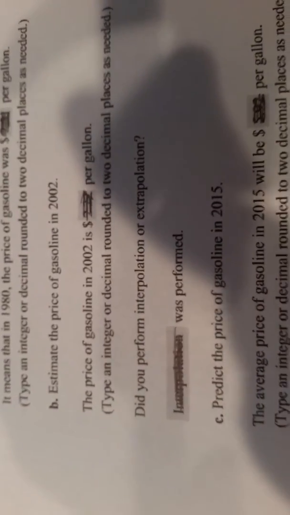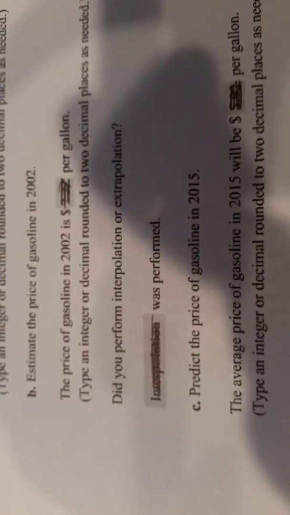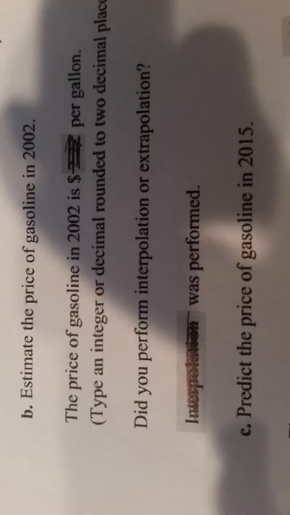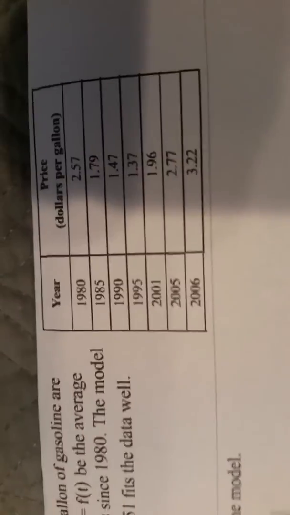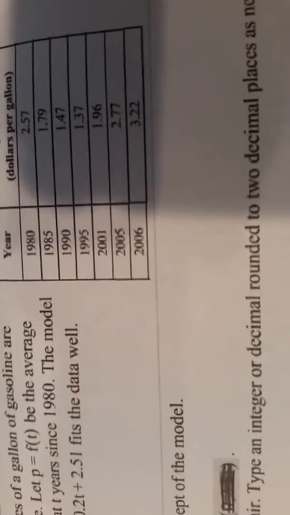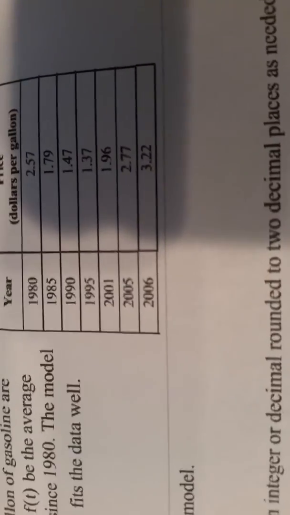And then the second part for B, actually, it asks if it's interpolation or extrapolation. If you see, 2002 is in between the years of the data they provided for us. So it is interpolation. It does fit with the data they provided with us.